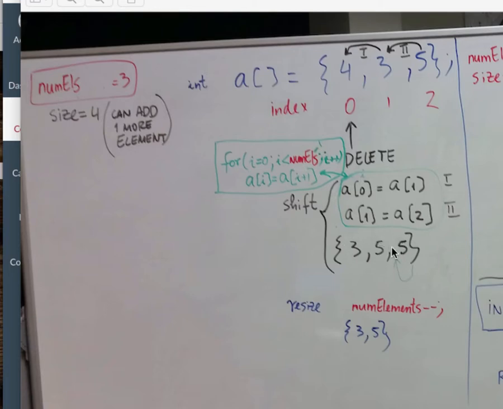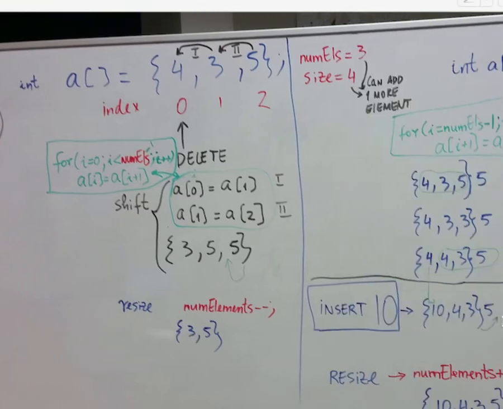And that's how it ends up being. The next thing I'm going to do is reduce the number of elements, so number of elements minus minus, and then when we try to show the array, it's going to show us 3 and 5. So there's the shift that you have to do if you're deleting from an array.